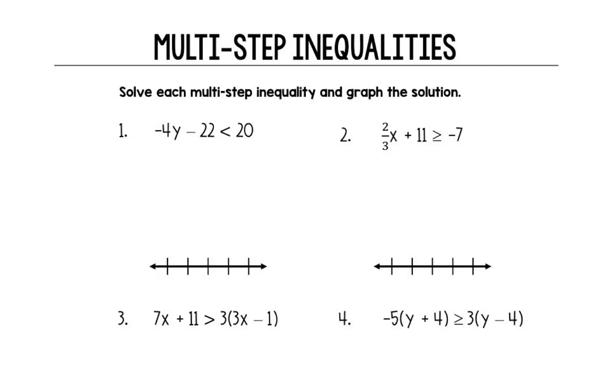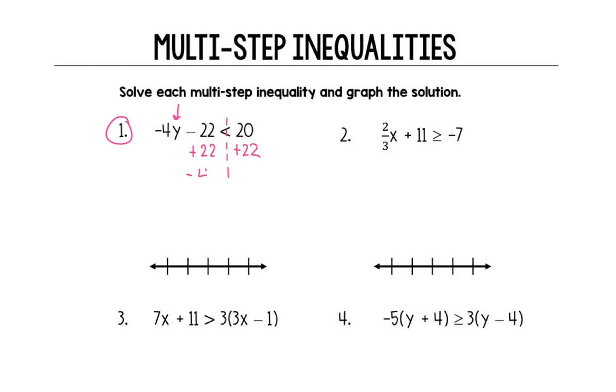We are going to solve multi-step inequalities. So we're going to start with number 1. I am going to draw a dotted line down the inequality. I'm going to start. We are trying to get y by itself. I'm going to add 22 to both sides of this inequality.